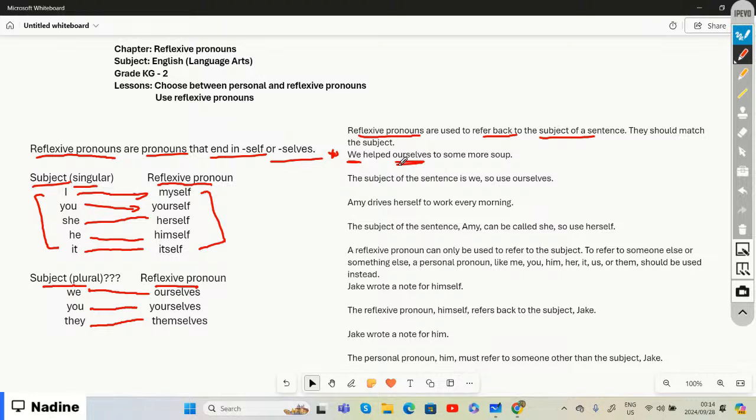All right. And if we look at another example, it says Amy drives herself to work every morning. So Amy, as you can see, is a noun. And we can even replace Amy, which is a noun, with a pronoun.